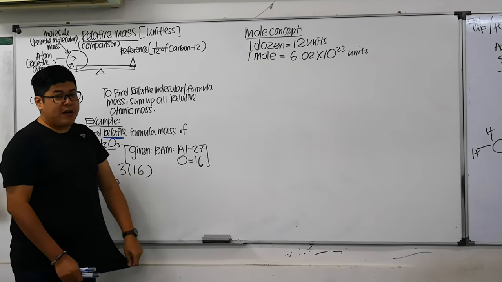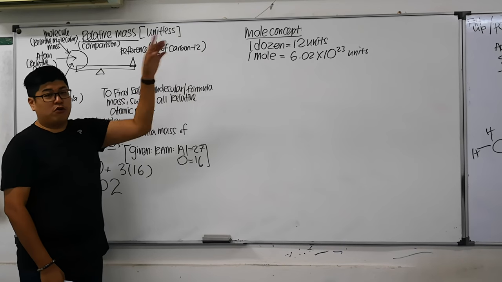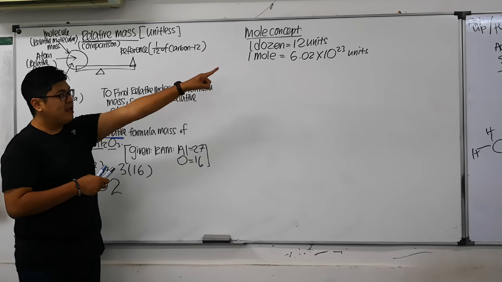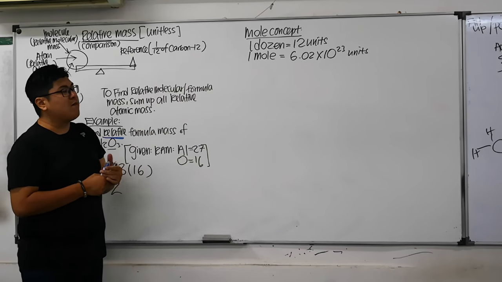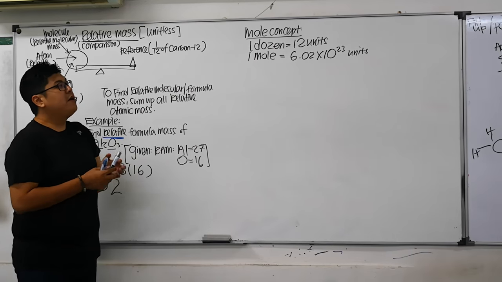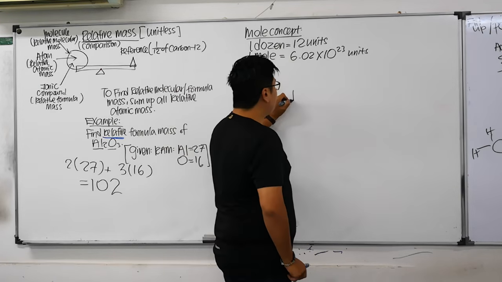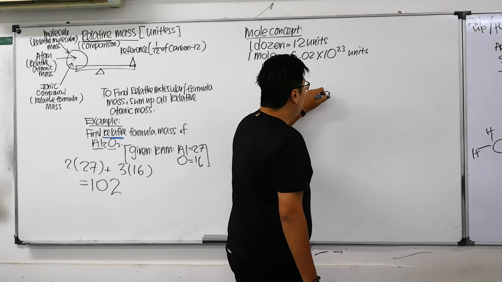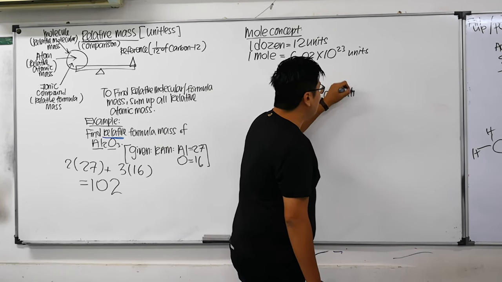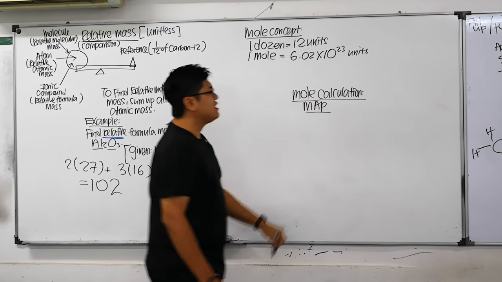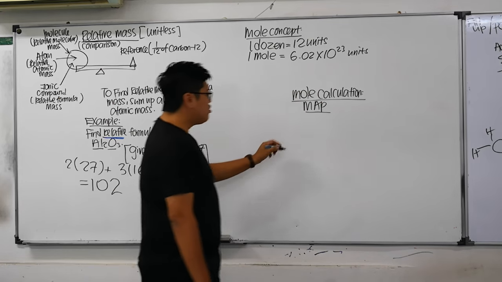You used to program a number called 12 for one dozen. For today and onward, you need to program a new number called mole. When I say one mole, it means this much: 6.02 multiplied by 10 power 23. Okay? So we must know about your calculation. This is your mole calculation. I told you something about a map. There is a map to help you understand better. Okay? So we only swap one part.